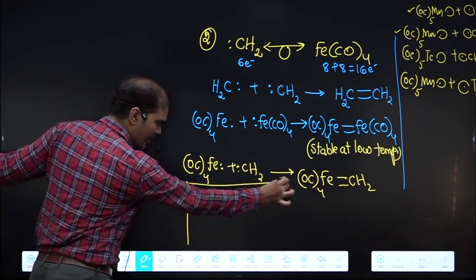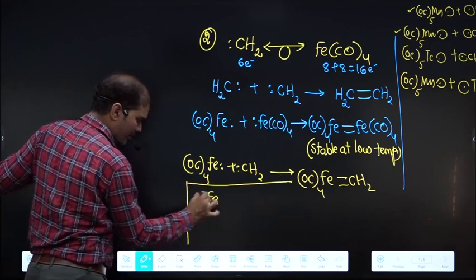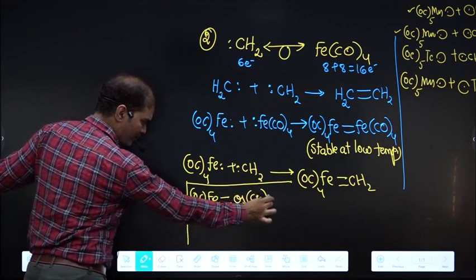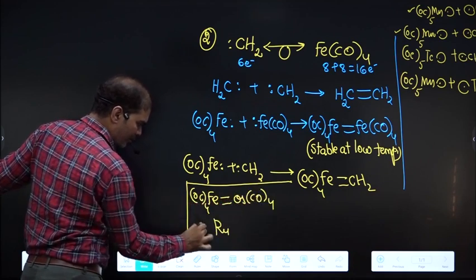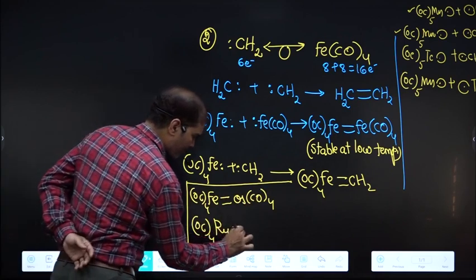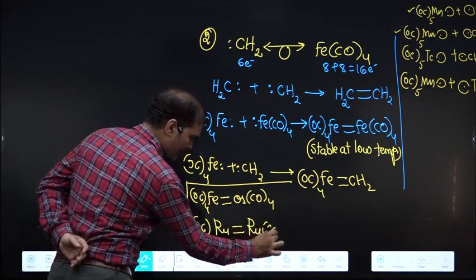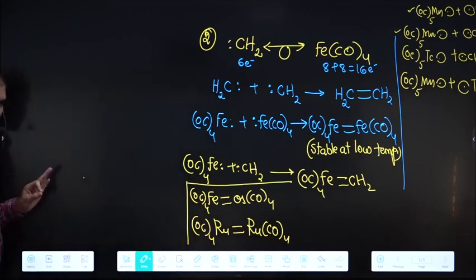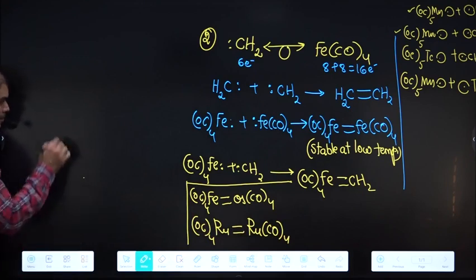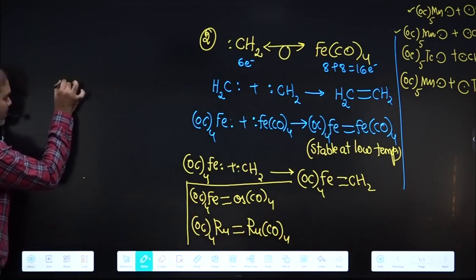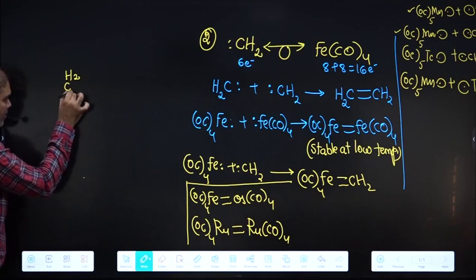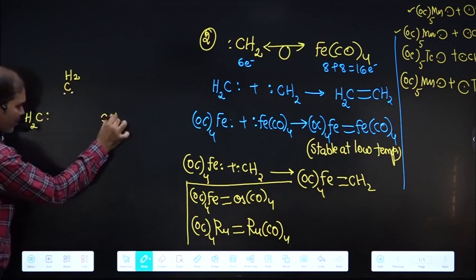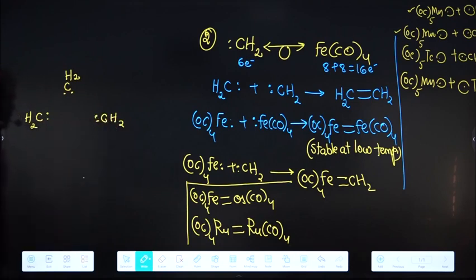I am not writing each and every reaction. I am just writing the product. Suppose if I take Fe(CO)4, you may get Os(CO)4. I may take Ru(CO)4. I may take another Ru(CO)4. Or in the place of one ruthenium, you can put osmium. All such combinations are possible. Suppose if I combine two methylenes in this way, what do you get?